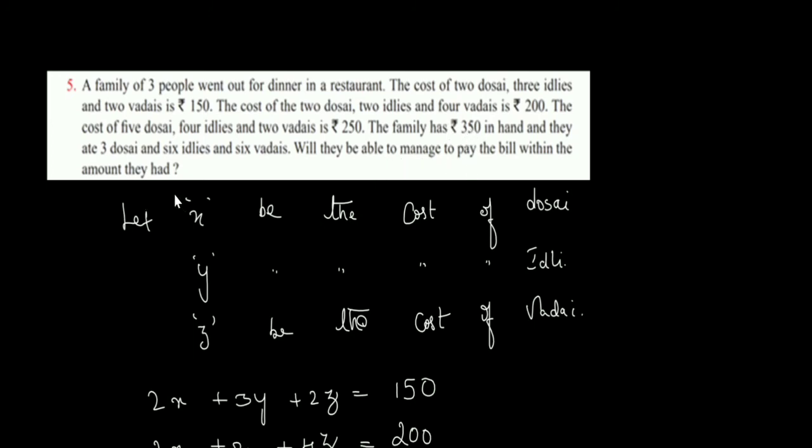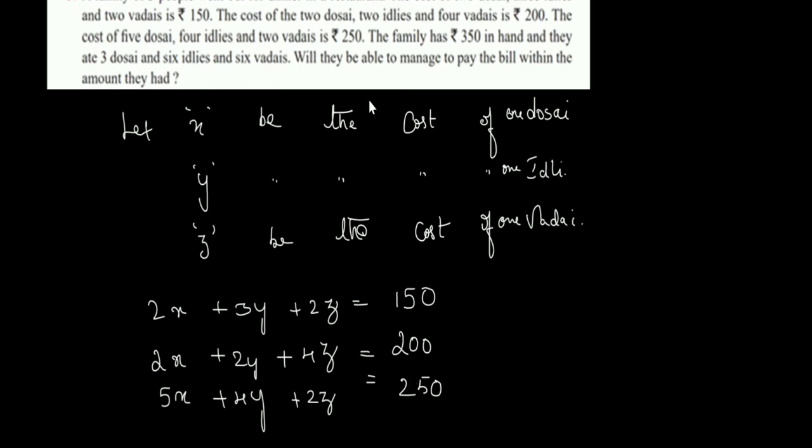So we should know the cost of the dosai, vadai and idli. Let x be the cost of 1 dosai, y be the cost of 1 idli, and z be the cost of 1 vadai. So the first one, cost of 2 dosai, 3 idlis and 2 vadai, that means 2x plus 3y plus 2z is 150. What will be the second equation? Cost of 2 dosai, 2 idli and 4 vadai. So 2x plus 2y plus 4z is equal to 200.